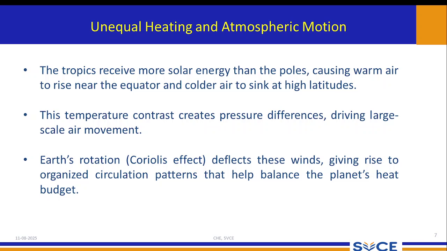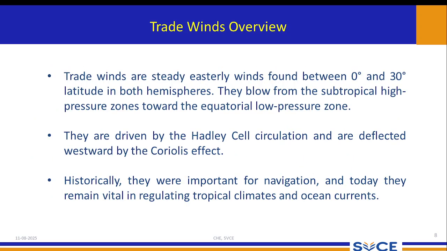So the Earth's rotation and the Coriolis effect deflect these winds, giving rise to organized circulation patterns that help balance the planet's heat budget. Trade winds overview: trade winds are steady easterly winds found between 0° and 30° latitude in both hemispheres. They blow from the subtropical high pressure zone toward the equatorial low pressure zone. That means the wind flows from the high pressure zone to the low pressure zone.